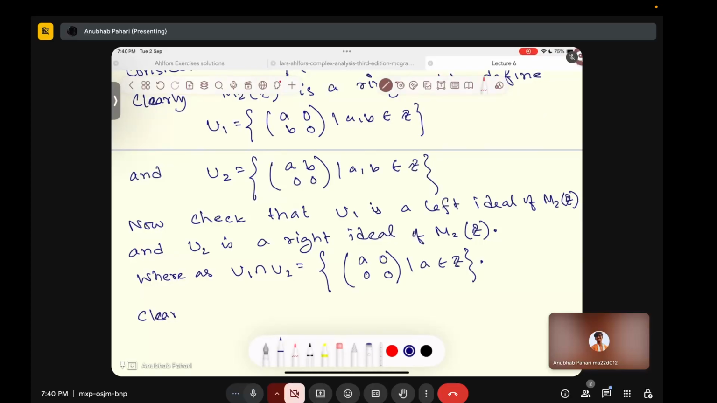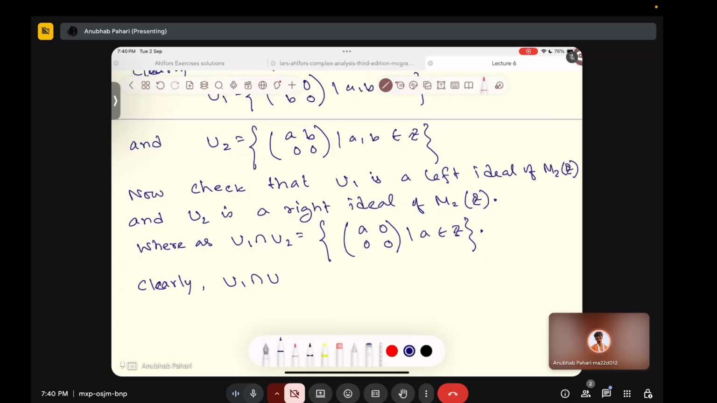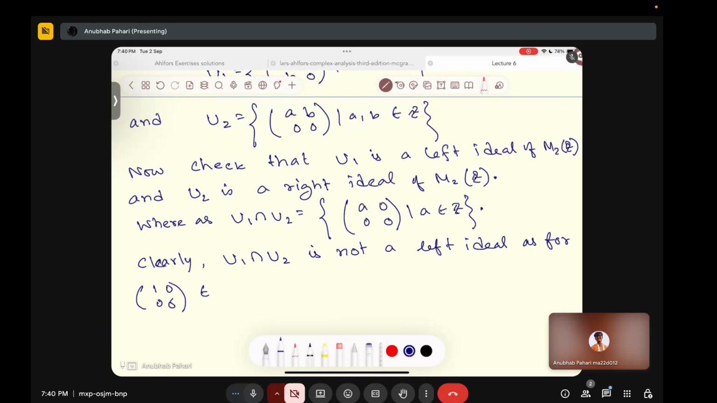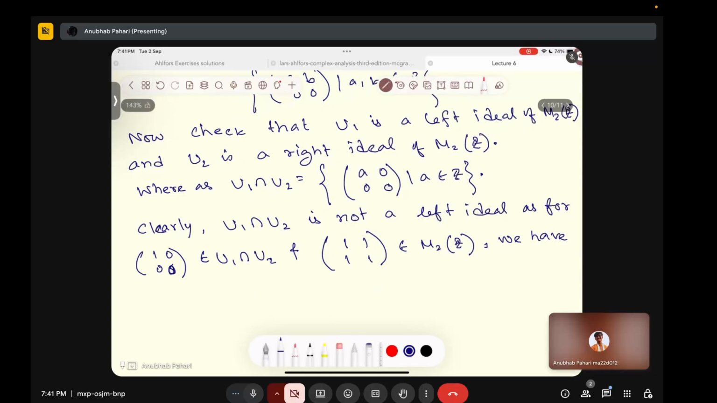Clearly, U1 intersection U2 is not a left ideal, as for (1, 0; 0, 0) belongs to U1 intersection U2 and (1, 1; 1, 1) belongs to M2(Z), we have (1, 1; 1, 1) times (1, 0; 0, 0), so it would be (1, 0; 1, 0), which does not belong to U1 intersection U2.